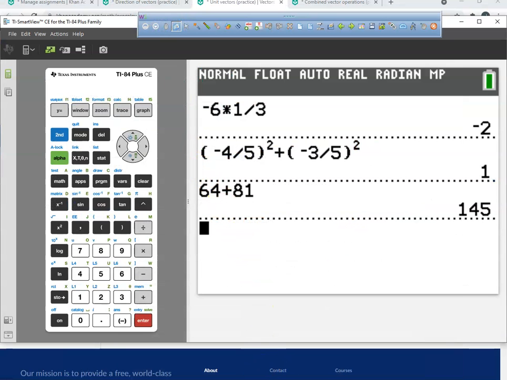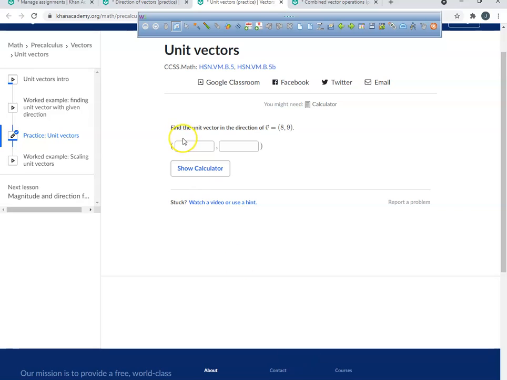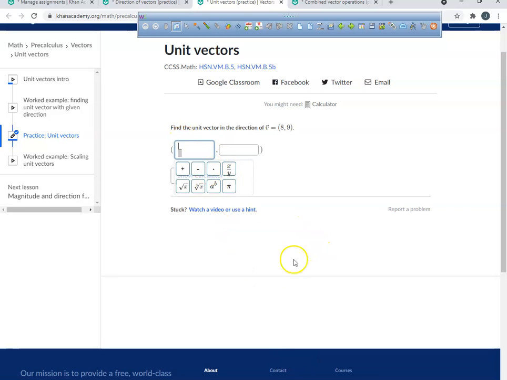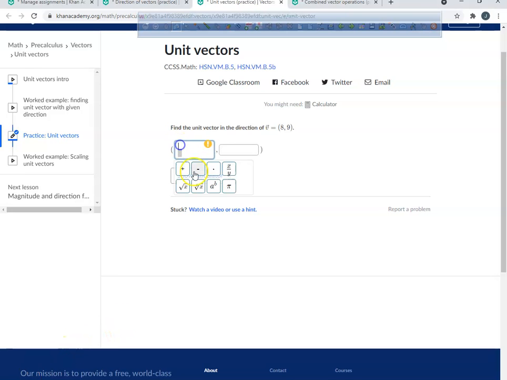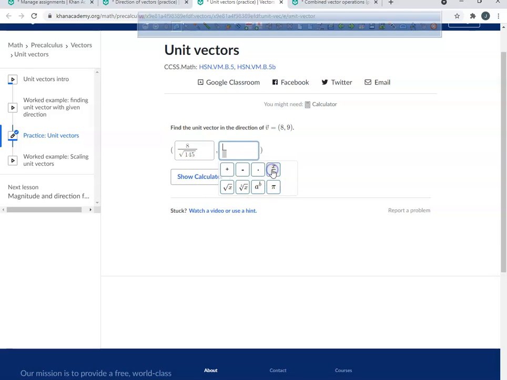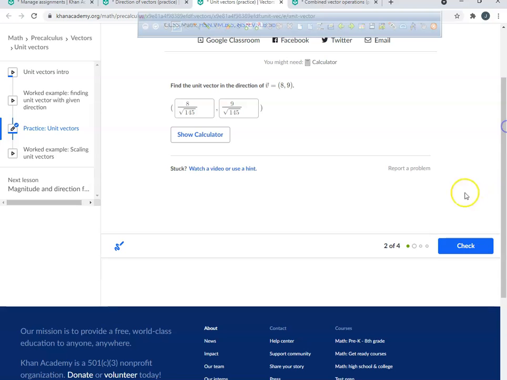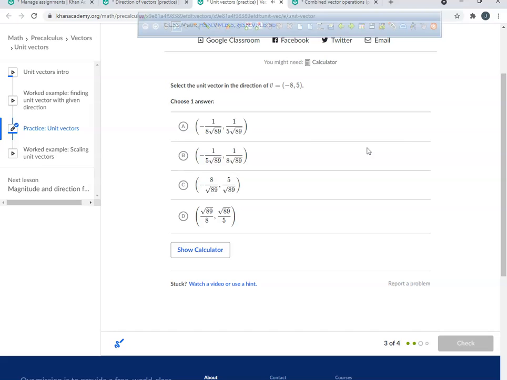So here we go. I got to type it in. I'm going to pause real quick. All right, so right here, type in an 8. Right here, got to use the radical and type in a 145. Type in a 9 over the square root of 145. It didn't say simplify, so I should be able to do it without having to simplify it and rationalize the denominator. Okay? Let's do one more.